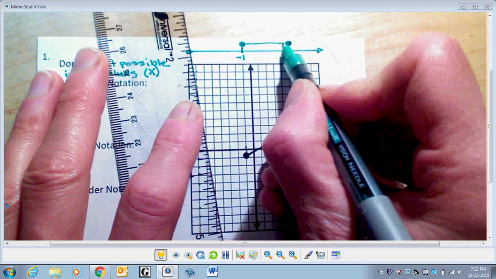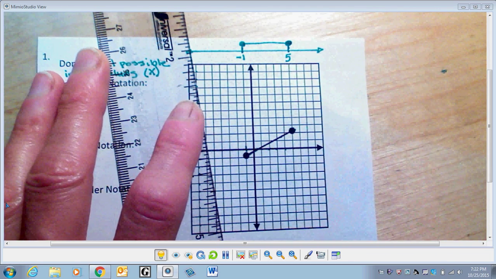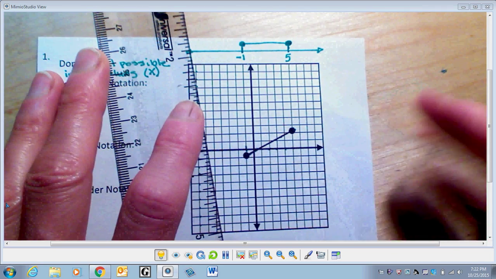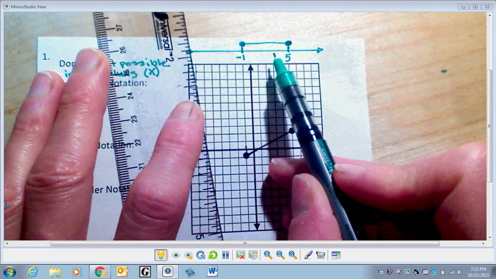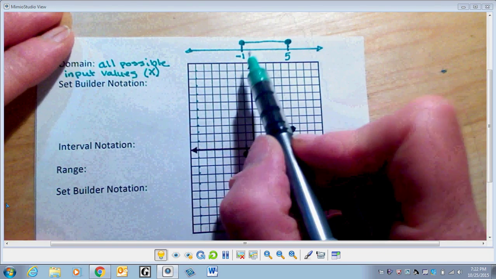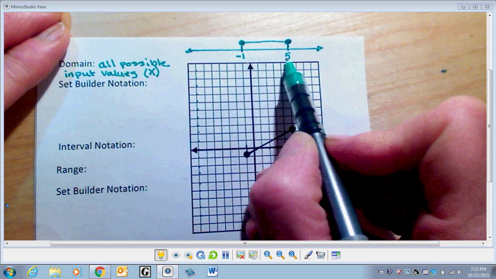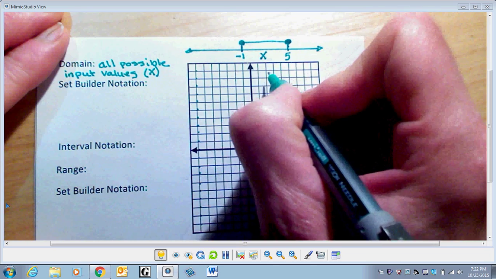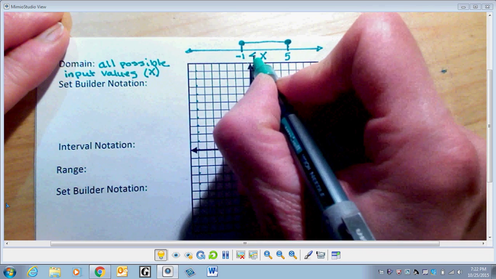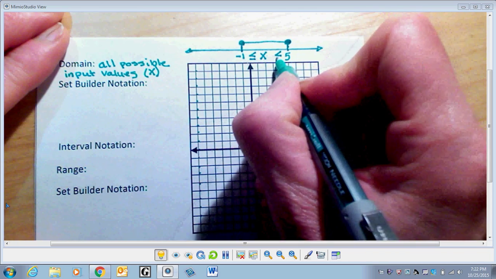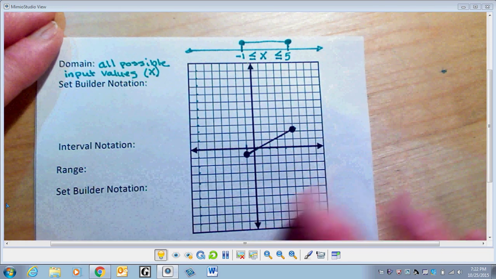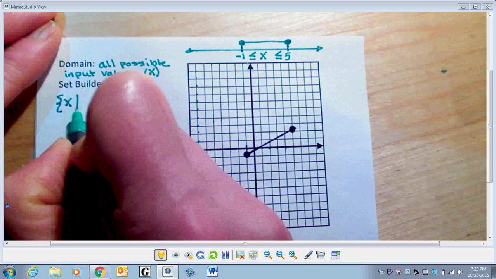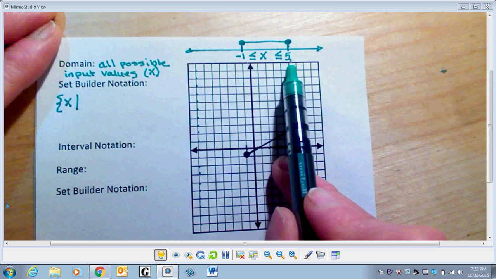So we've done little graphs like this where we look at just the x value. So I'm just looking at the x value on an xy coordinate plane. So this is my domain right here. So my domain is everything starting at -1 going all the way to 5. It's everything in between. So x is everything in between. -1 is less than or equal to x, which is less than or equal to 5. So my inequality looks like that for my domain. So for set builder notation, I'm going to do the set of x such that, and then I'm going to copy this information inside.